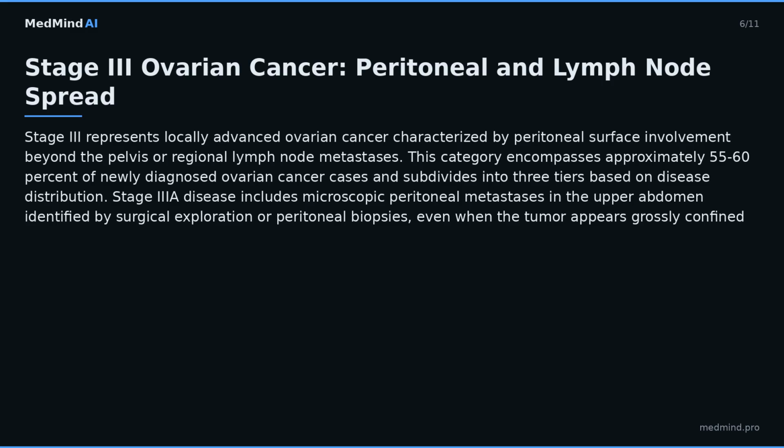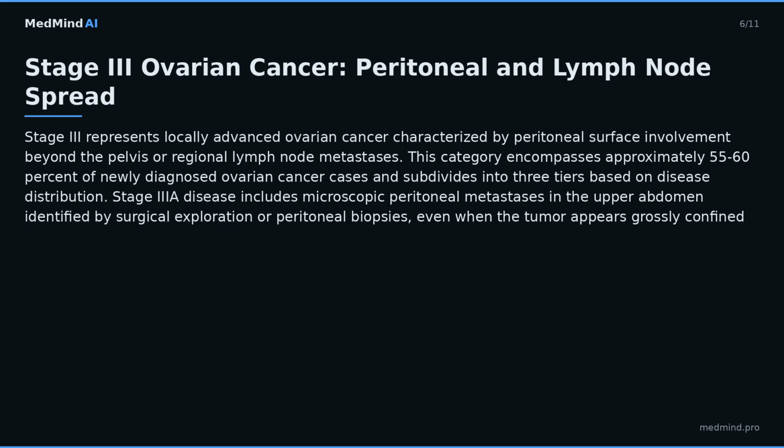Stage IIB comprises macroscopic peritoneal metastases limited to 2 cm in maximal dimension on peritoneal and omental surfaces. Stage IIC includes metastatic deposits exceeding 2 cm in size on peritoneal surfaces, regional or paraortic lymph node involvement, or both.